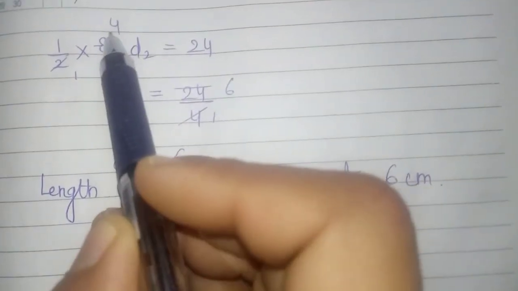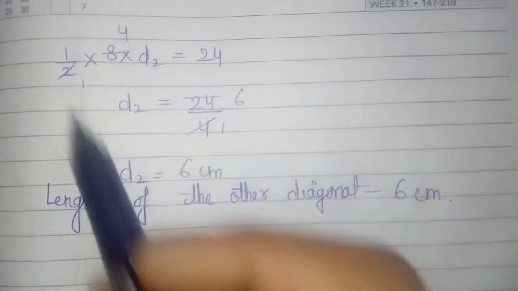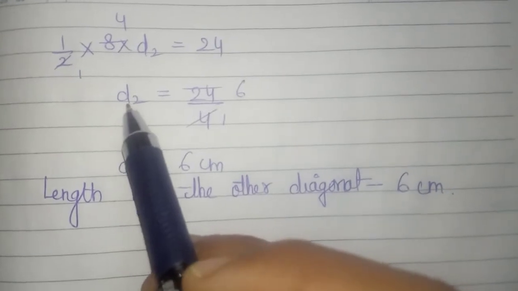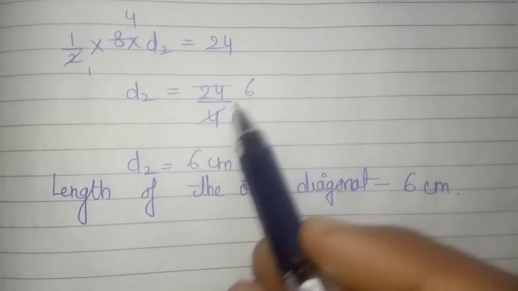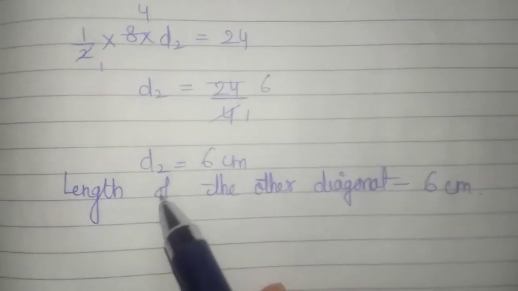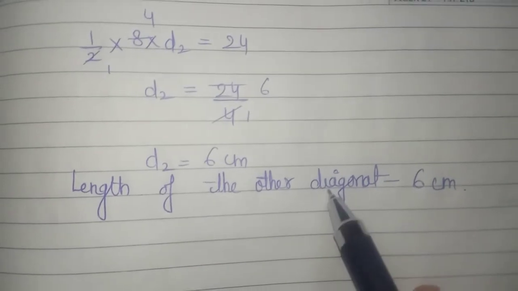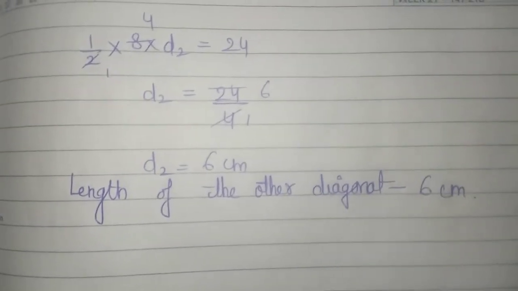And d2 is being multiplied by this 4 here. When we will shift this 4 towards the right side, it will divide 24, and we will get d2 is equal to 24 upon 4. On cancelling out, 4 ones are 4, 4 sixes are 24. So d2 is equal to 6 centimeter, and d2 is the length of the other diagonal. So we got the solution of question number 6.